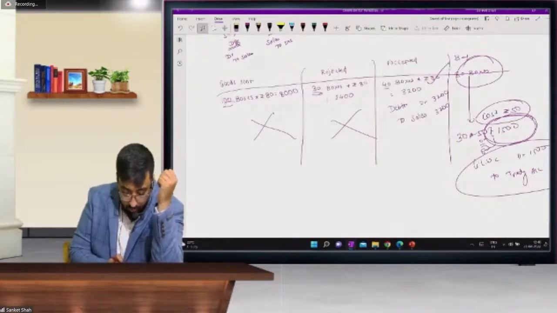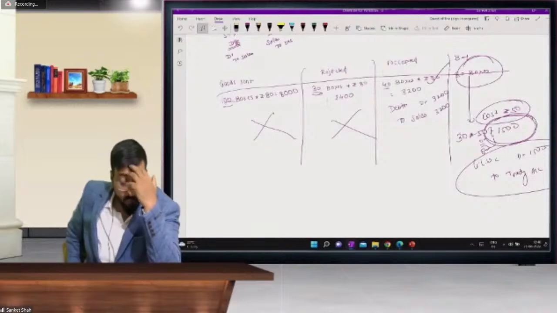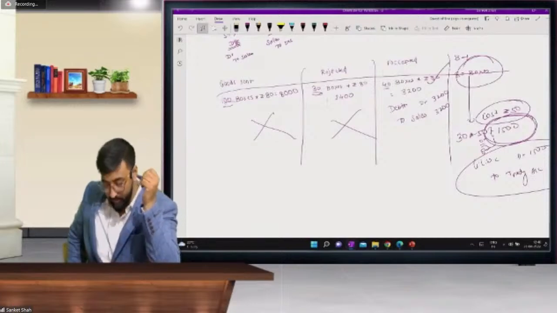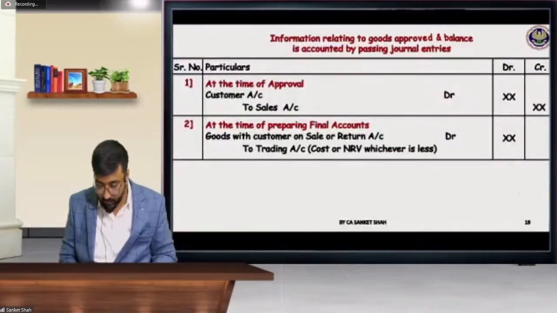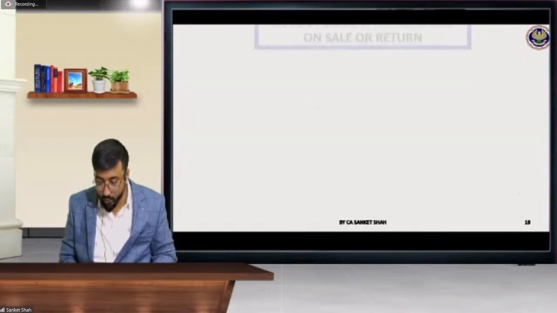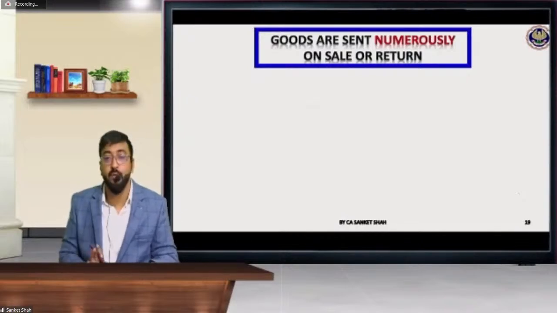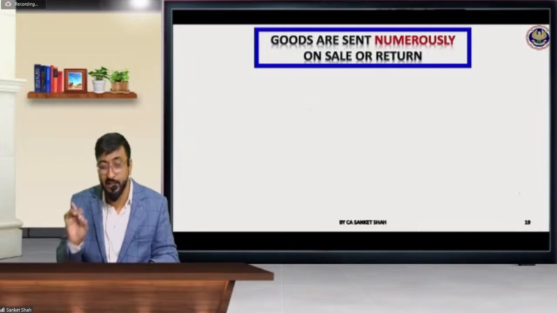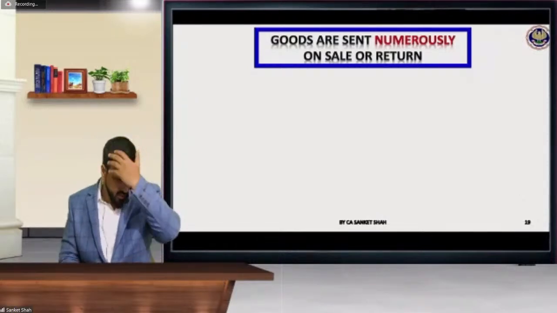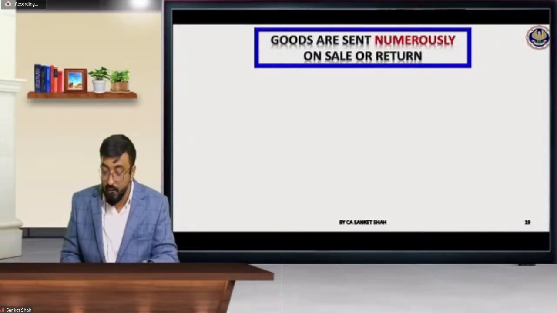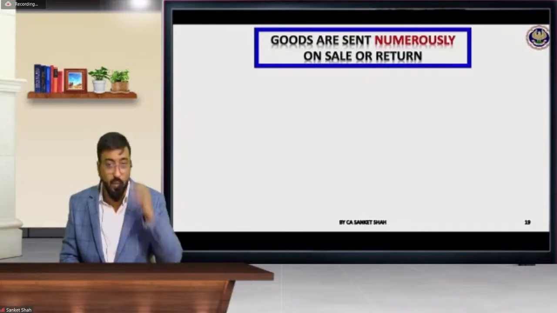Okay, that's done now. So now the third approach is your homework. Which approach? Third approach. Third approach is your homework. Numerously, first you will read it. Try to grasp it. I know it's difficult, but this is today's task. Goods are sent numerously on sales or return account. Please do that by your own.